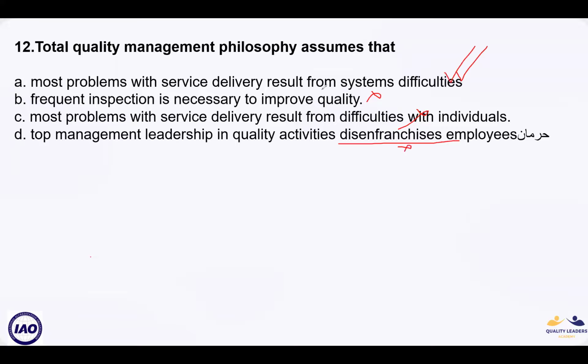Most problems with service delivery result from system difficulties. Okay, remember Deming and his quote. And this is something in your exam. This is one thing which you should be remembering, because this is one of the most important lines that you should be remembering. Most problems with service delivery result from system difficulties and not from individuals. Okay.